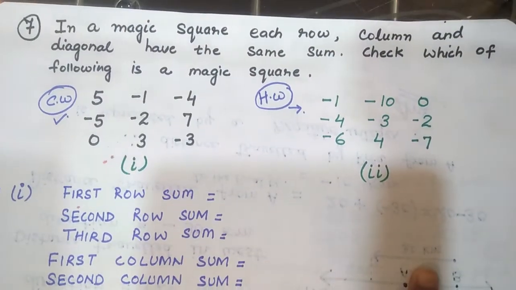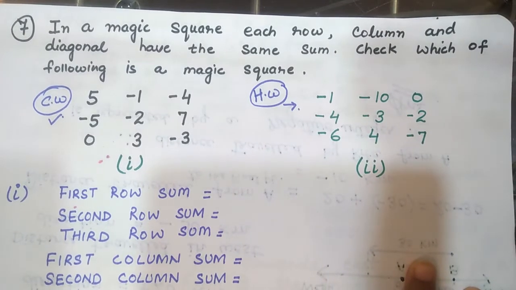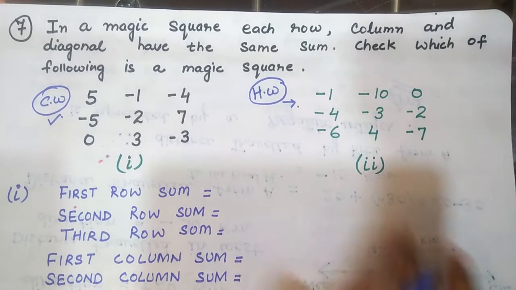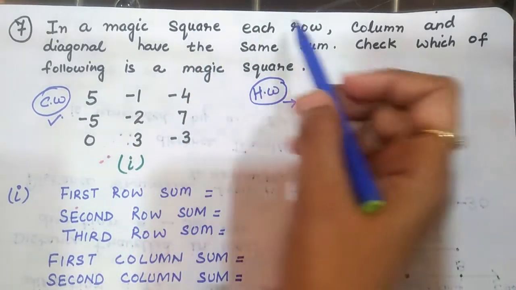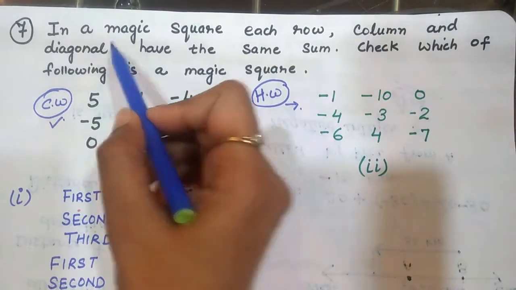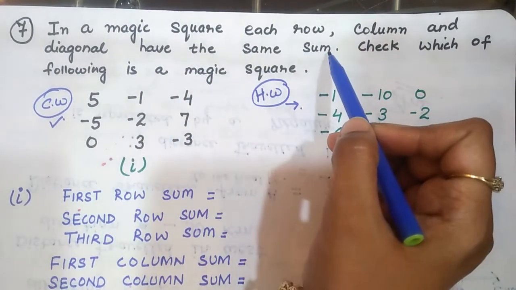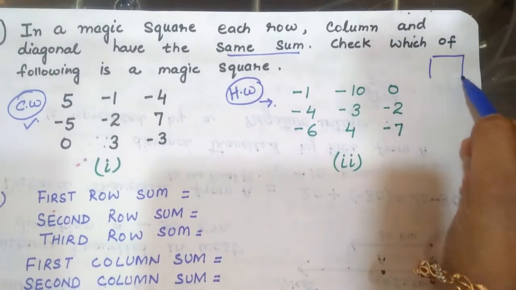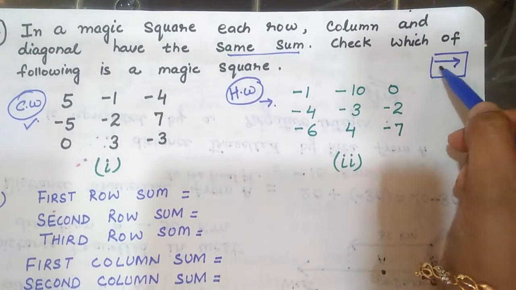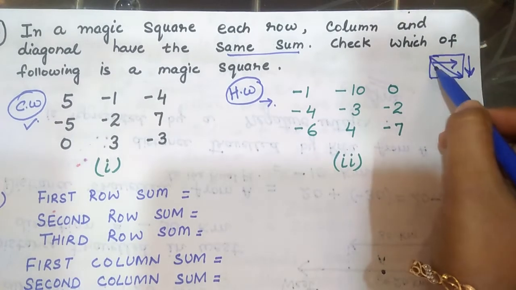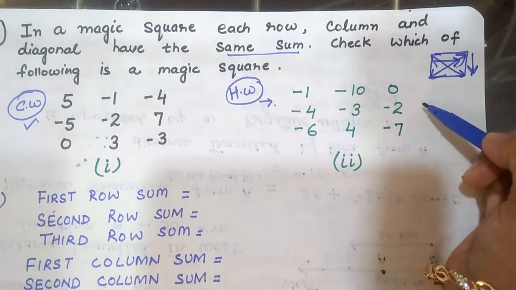Question number 7 of your exercise 1.1 NCERT. In a magic square, each row, column and diagonal have the same sum. There is a magic square. The magic of the square is that each row, column and diagonal have the same sum. This is a square, so these are called the rows, these are called the columns, and there are two diagonals. One is this and second is this.